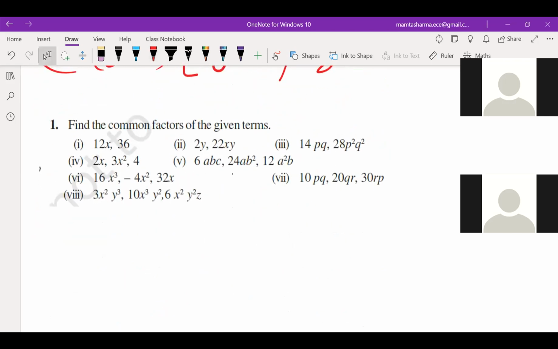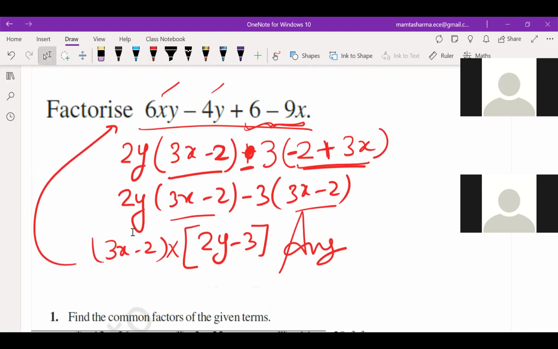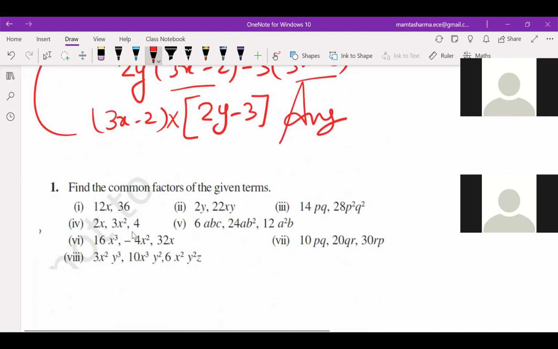Ma'am, can you go up once? Yeah, tell me. There is a confusion in sign, ma'am. This 1x will come, right? Where? Minus 3 here. Because 3 ones are 3, 3 threes are 9. If we take 3 common, you will be left with 2; 3 twos are 6. Okay, yes, ma'am, I got it. I was confused.